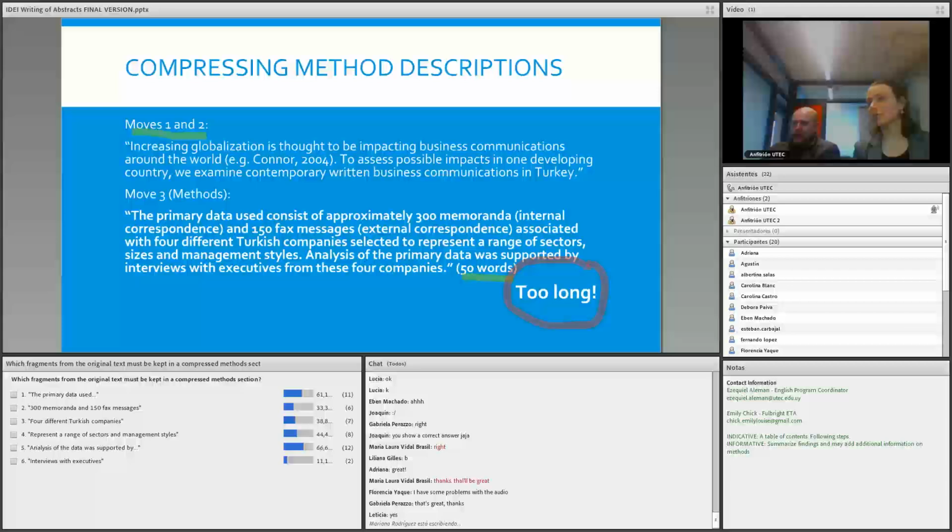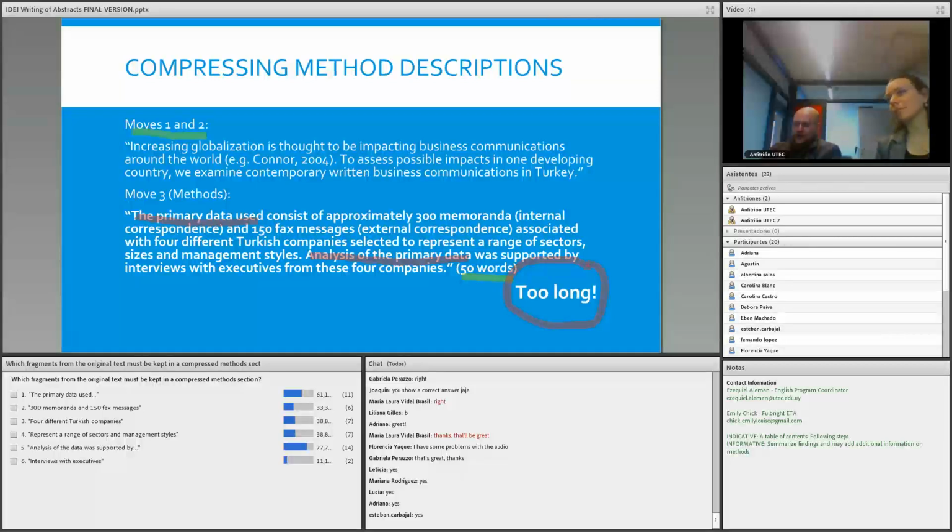Yeah, good. So most of you mentioned that the primary data used, analysis of the primary data should be kept. My advice here would be, you can make 1 sentence out of those 2, right? Now, when it talks about primary data, what is it talking about? What is the primary data on this research? Exactly, it's repetitive, so we can just compress it and make it one sentence.